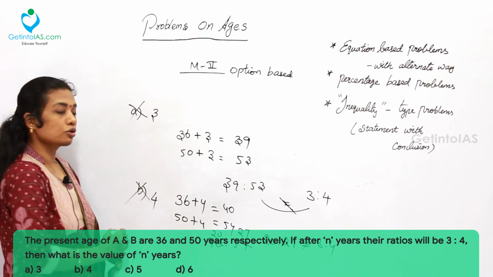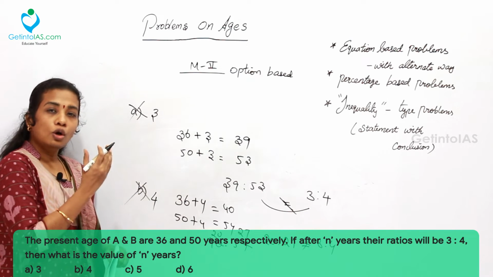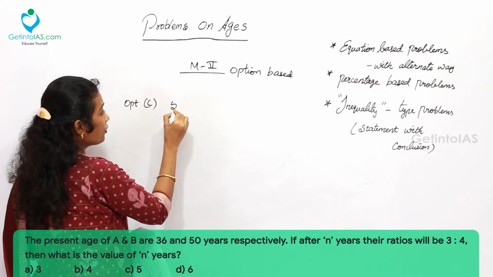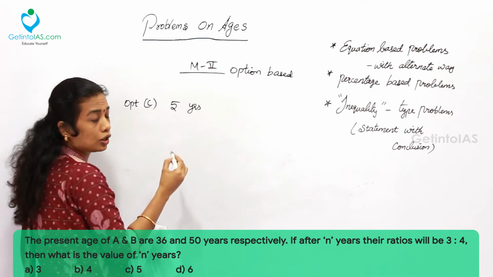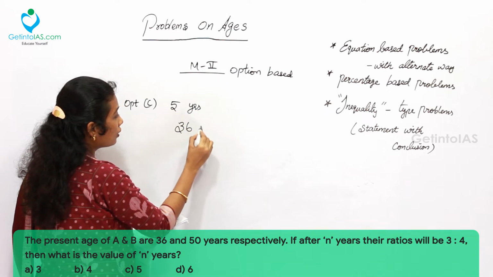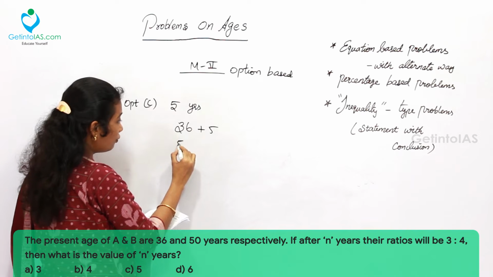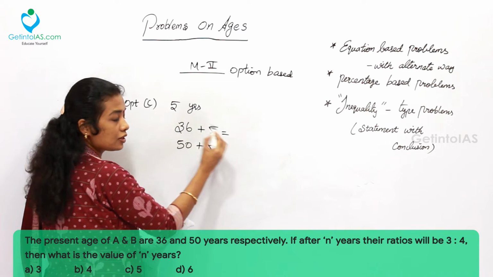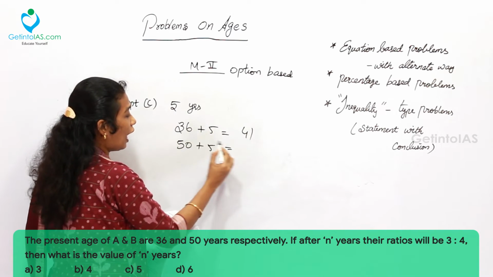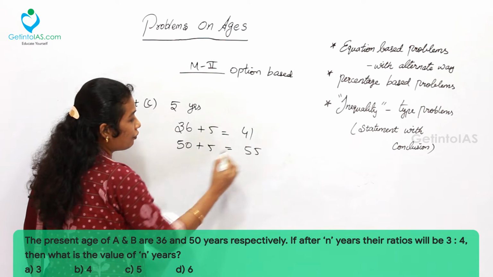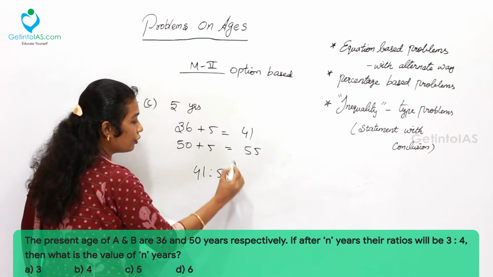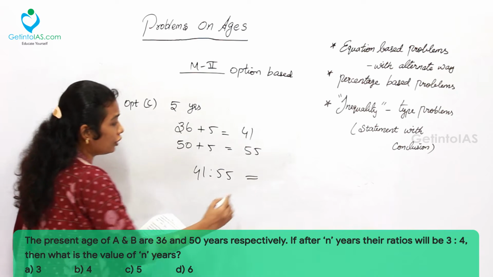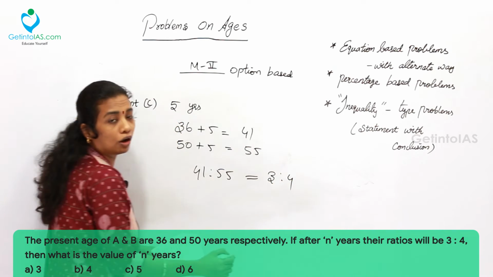So option B is also ruled out. Next, move on to option C. Option C, 5 years. So simply take the value 36 plus 5 and 50 plus 5. 36 plus 5 is 41 and 50 plus 5 is 55. Is 41 to 55 equal to the desired ratio or not?